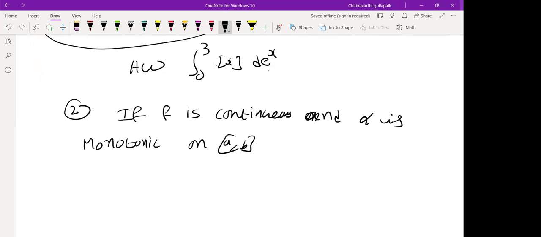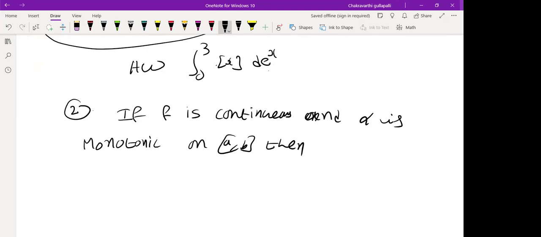If alpha is differentiable, we use only this formula. Suppose it is not differentiable, simply monotonic, that is either increasing or decreasing. F is continuous, so F is Riemann integrable. Earlier we had alpha dash Riemann integrable. So then how to do it?